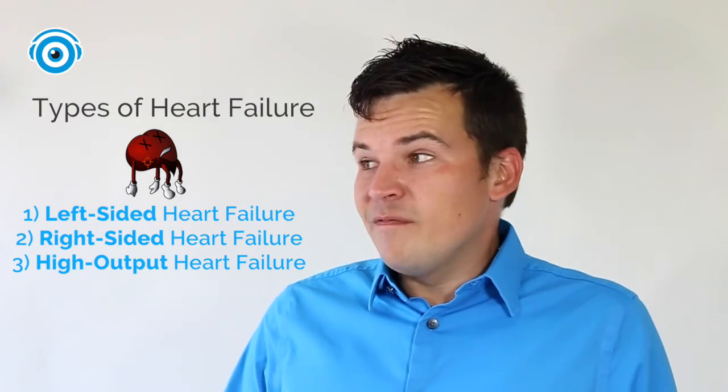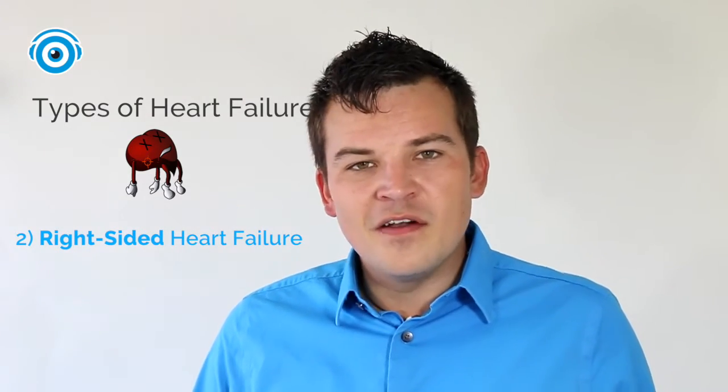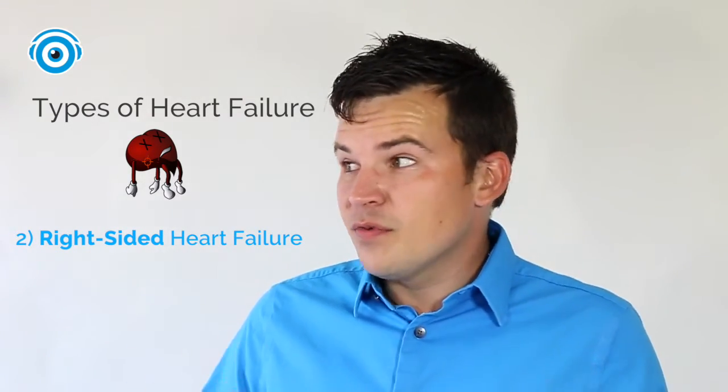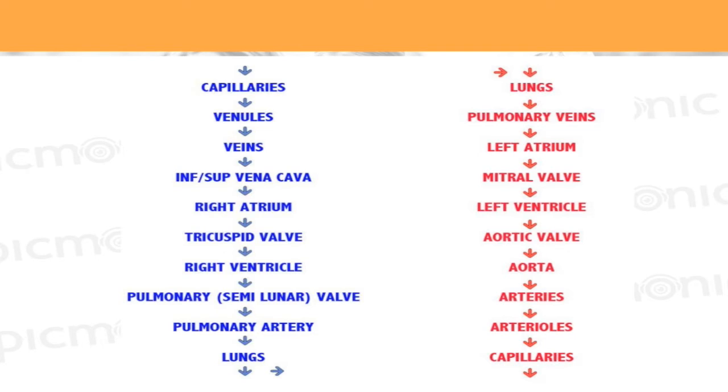So right-sided heart failure is different than left-sided heart failure. Well, duh, it's left versus right. But it's really easy to think if we look at that diagram of blood flow through the heart and we say, where does that fluid back up? So let's look at that diagram again. Here's the right side of the heart, all deoxygenated blood, and the left side of the heart, all the oxygenated blood, over here as well.